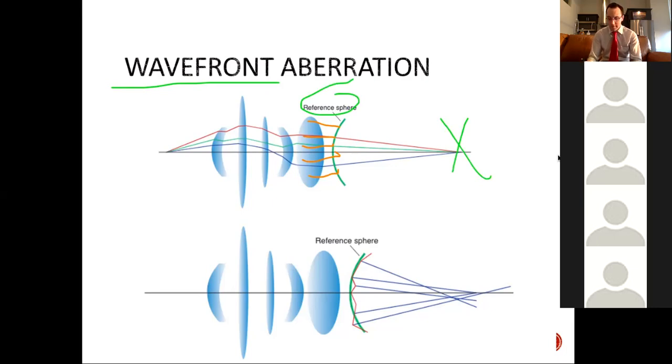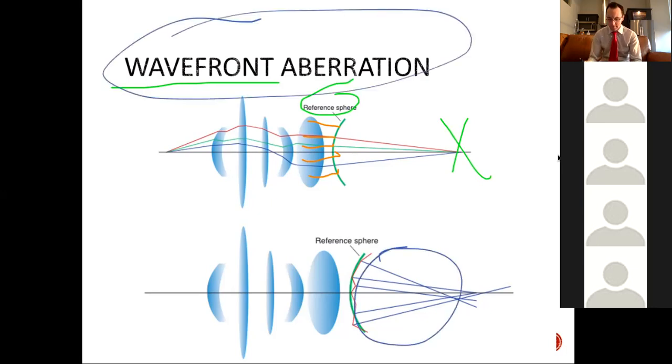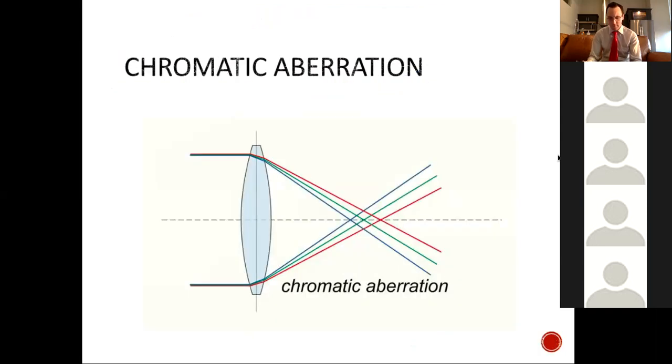But we know in real life, this doesn't actually occur, right? Because light does not reach the reference sphere at the same time, we have a series of aberrations, and we describe them as wavefront aberrations, okay? The difference between these red lines here and the reference sphere will further describe the aberrations.